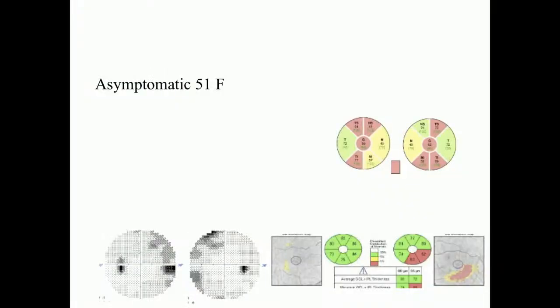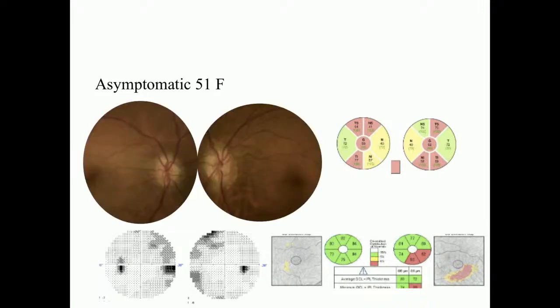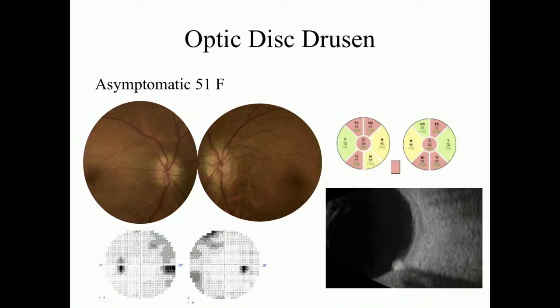This is another case of an asymptomatic 51-year-old female who has bilateral visual field deficits, glaucomatous-looking OCT RNFL, some segmental loss on that GCIPL. Again, the nerves don't look glaucomatous, but sometimes the nerves just don't. They kind of look tilted, very difficult to tell is this glaucoma or not. This patient had elevated optic nerves, but not swollen. The patient had optic nerve drusen. So sometimes optic nerve drusen can look like glaucoma.